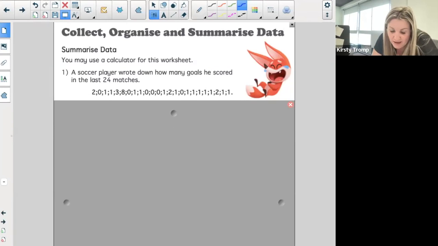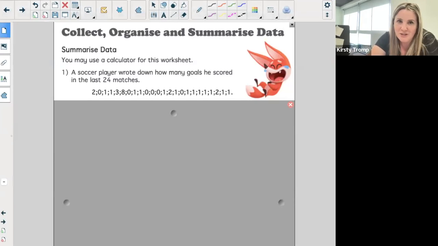A soccer player wrote down how many goals he scored in the last 24 matches. So we've got the soccer player, and he's writing down how many goals he's scoring in the last few matches that he's played.